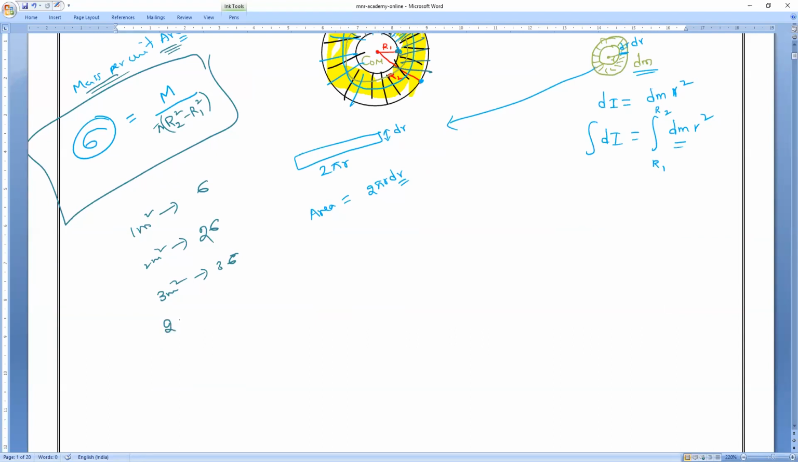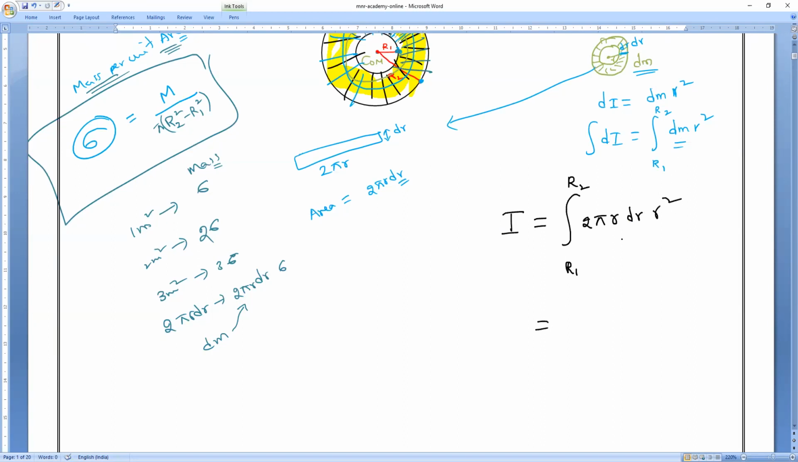Area is how much, everybody? 2 pi r dr. Can you tell me what the mass is? Anybody? What is the mass of it? 2 pi r dr into sigma, so that is the mass dm. So I'll replace the dm. So what is the integration of dI? I is equal to the integration from r1 to r2 of dm, and dm means what, guys? 2 pi r dr into r square.